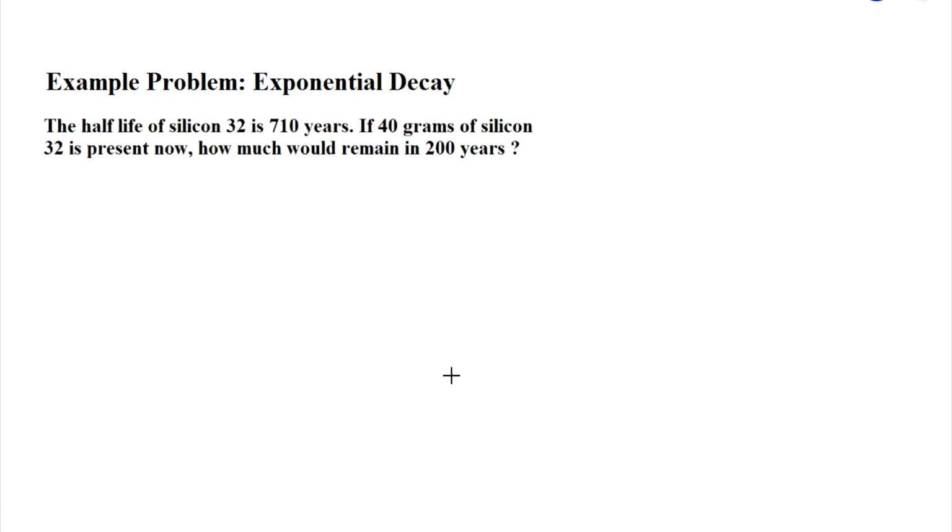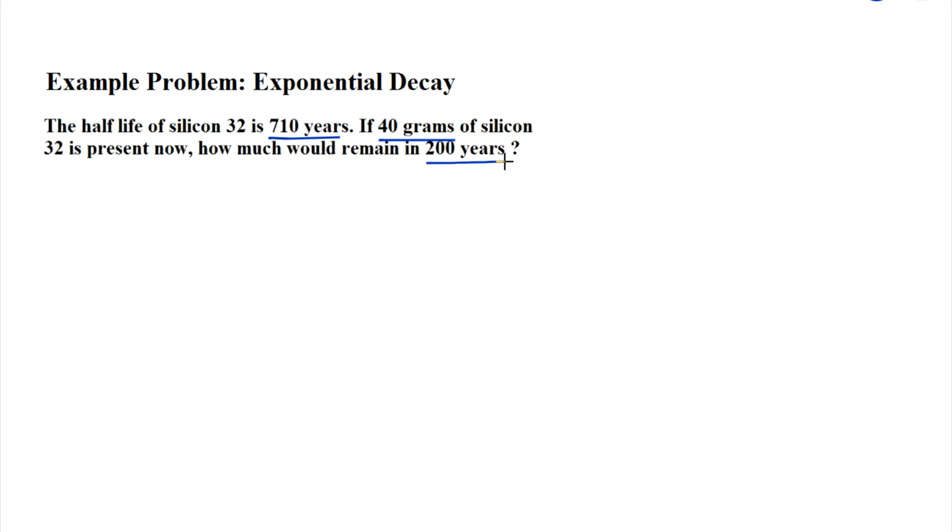Here is an example for exponential decay. The question reads, the half-life of silicon-32 is 710 years. If 40 grams of silicon-32 is present now, how much would remain in 200 years?